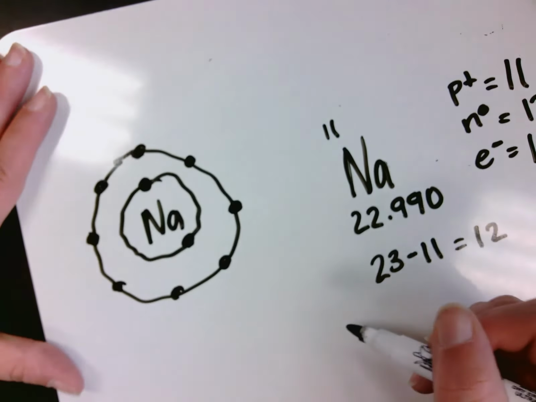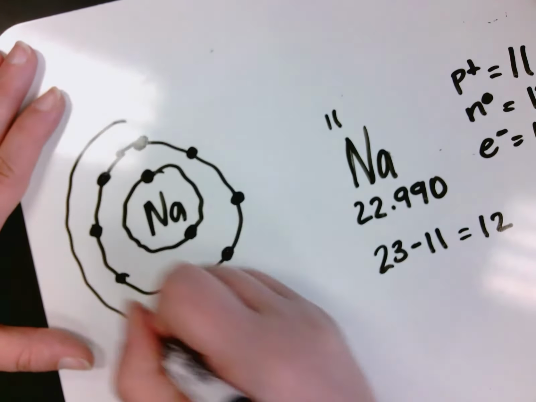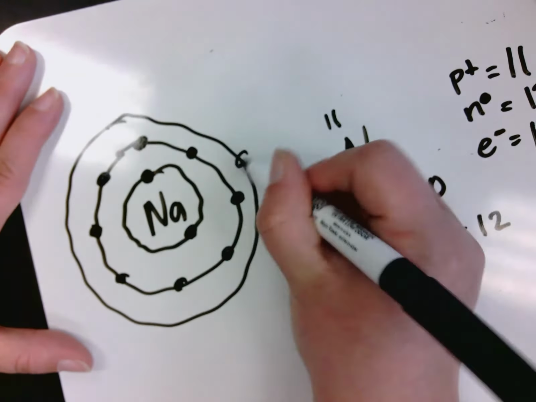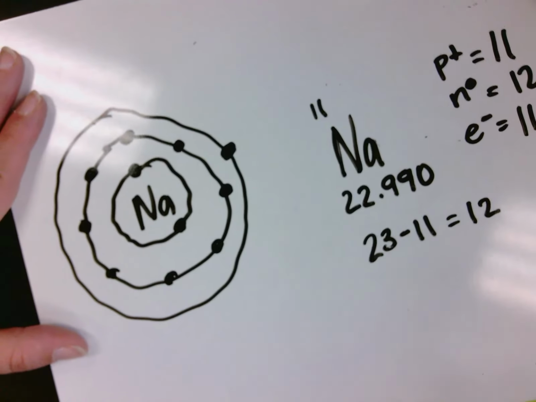On the second orbital shell, and then I've got 1 more to place, so I'm going to put a 3rd shell with a 3rd electron. So that's sodium's Bohr model.